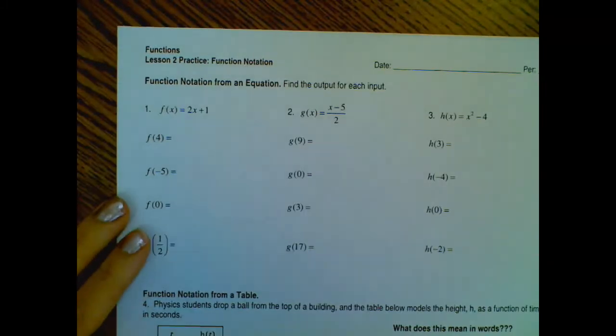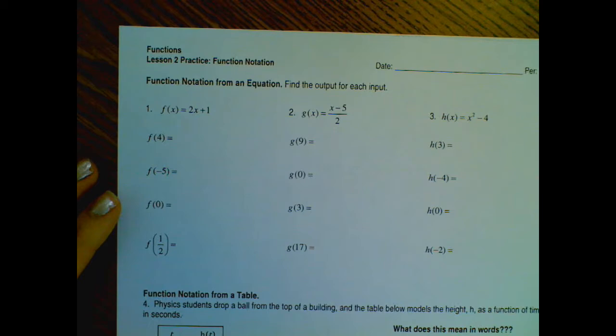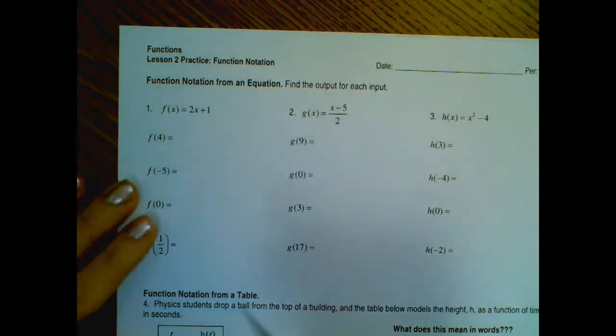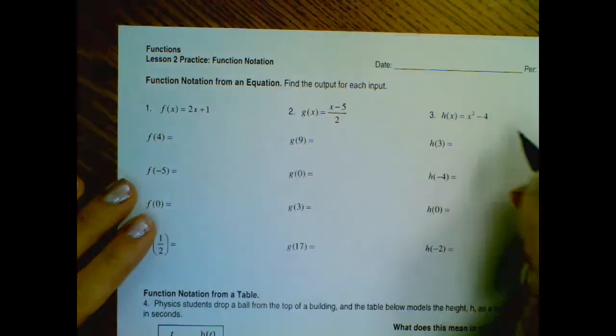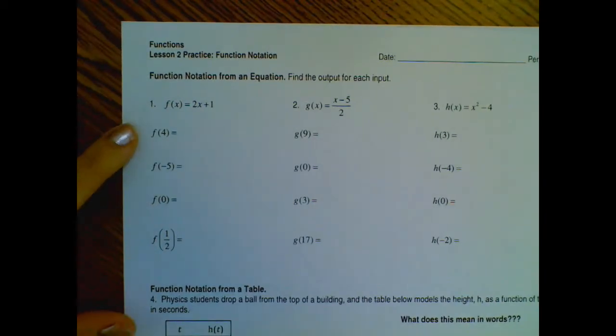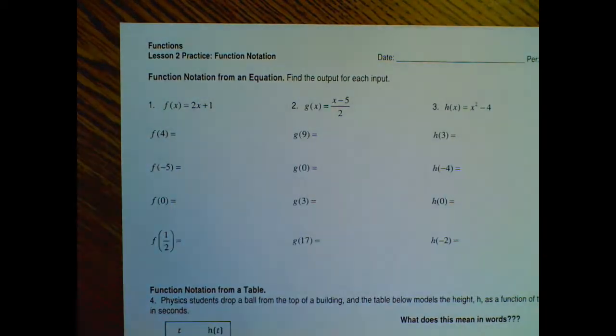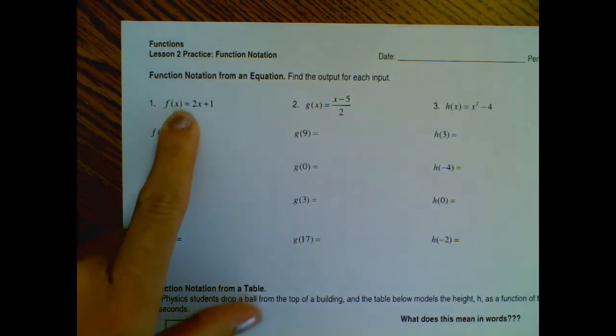Okay, group, we are on our lesson 2 practice, function notation. So we have our function f of x, we have a function g of x, and we have a function h of x. And we have to use each of these depending on what we're asked. So here we have f of 4, so we're going to use function f.